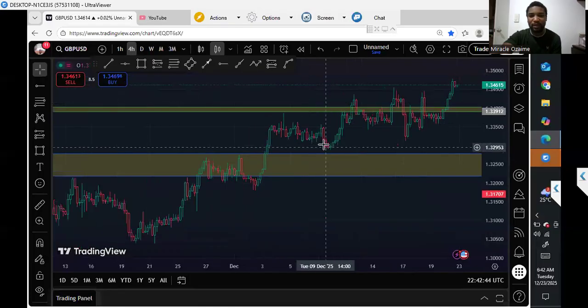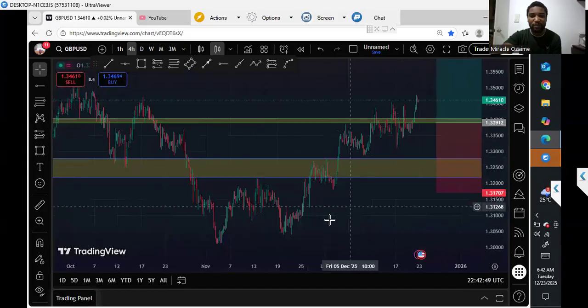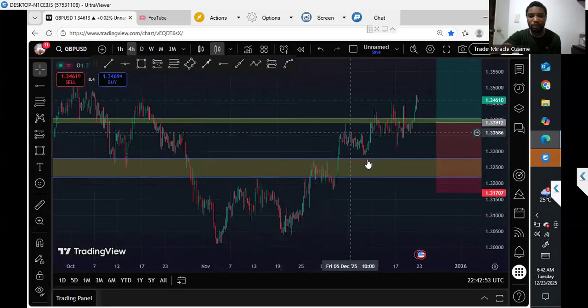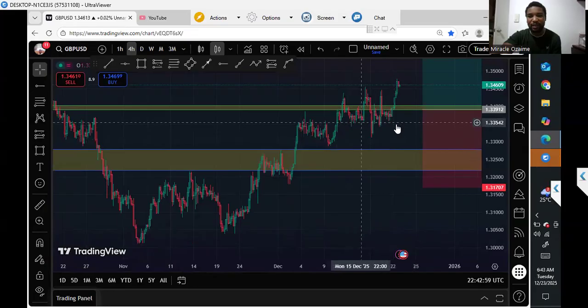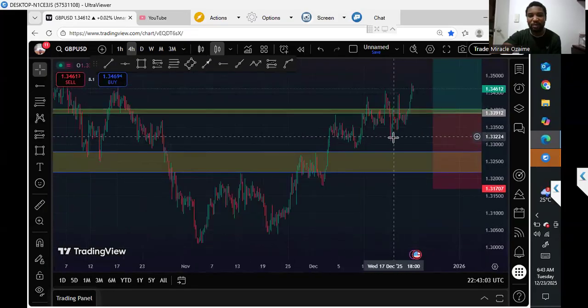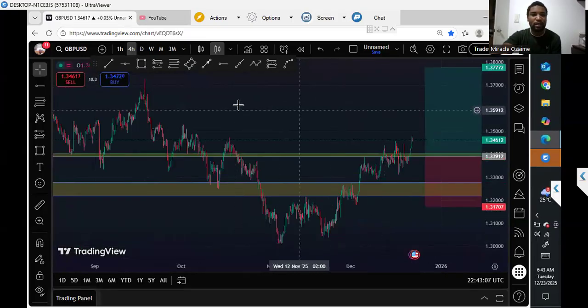When I come back to my 4-hour time frame, I could see there's a significant push, a correction, a push, a correction, a push, and a correction around this area. There's several tests around this region. So that's why I am thinking that price is going to come back and test this region. So that's my take on GBP USD as of the moment.